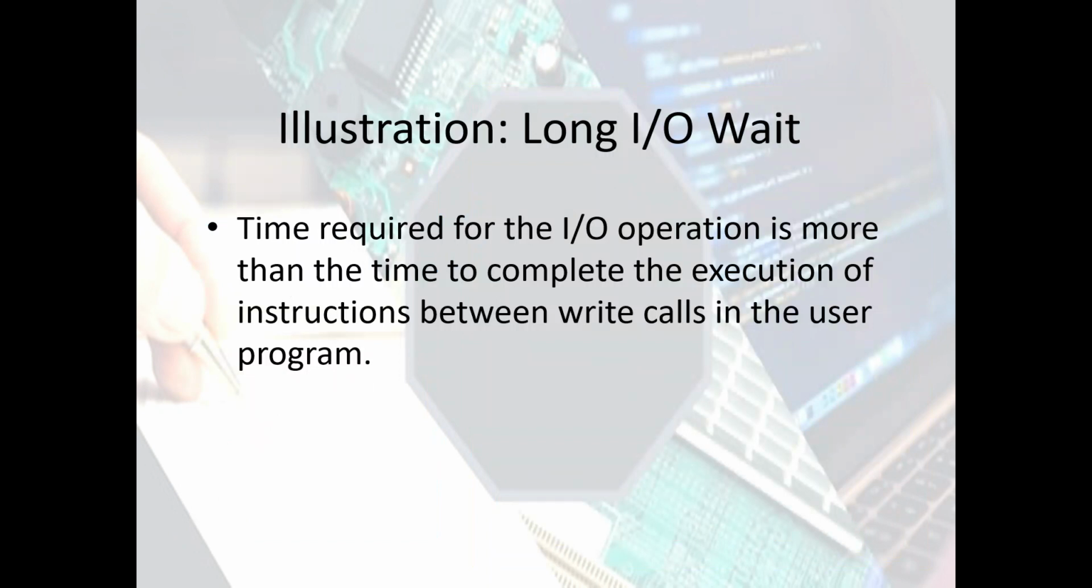Long input and output wait refers to a prolonged period during the execution of a program when the CPU is idle, waiting for an input or output operation to be completed. In simpler terms, when a program initiates a time-consuming input and output task, the CPU may remain inactive for an extended duration until the external operation, such as reading or writing data to a storage device, is finished. During this long input and output wait, the CPU is not actively processing instructions, and the program's execution is temporarily suspended until the input and output operation concludes.